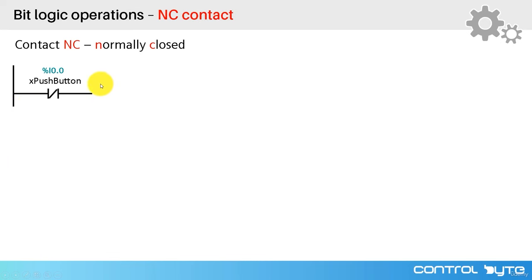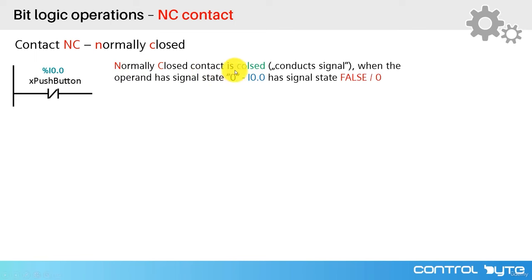In this picture, you can see graphical representation of normally closed contact. As you can see, it is really similar to normally open contact. The only difference is that you have a little line inside this contact. It informs you that principle of operation of this instruction is opposite to normally open contact. Normally closed contact is closed, conducts signal from left to right, when the operand has signal state 0. In this case, when I 0.0 has signal state false.